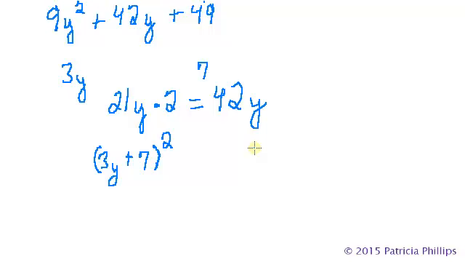Okay, let's do one more. This one is not going to have a coefficient on the first term. It's just going to be x squared. Okay, so x squared minus 20xy plus 100y squared. We had to do one with a minus.